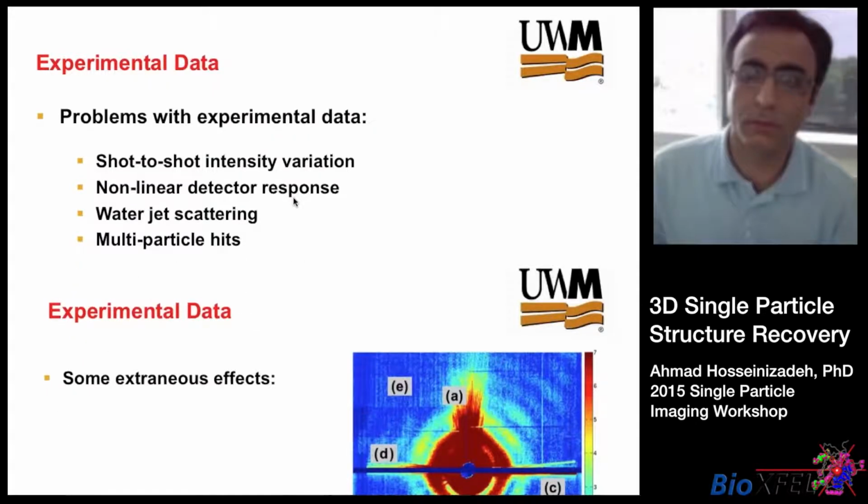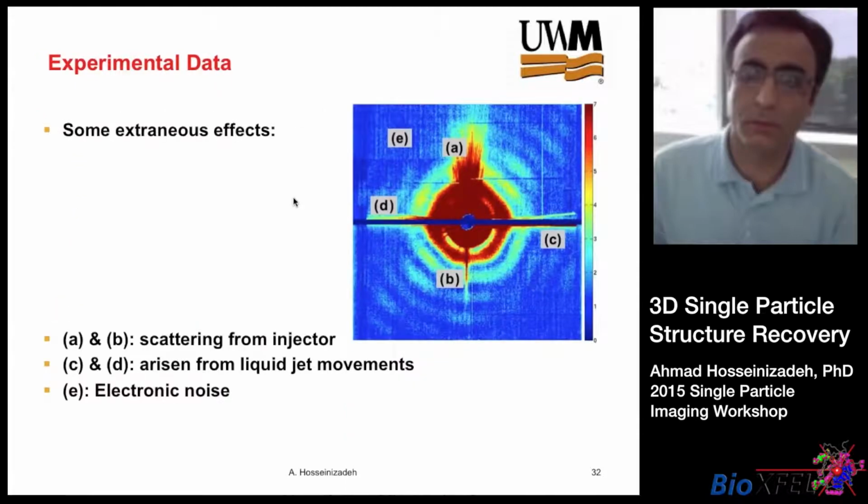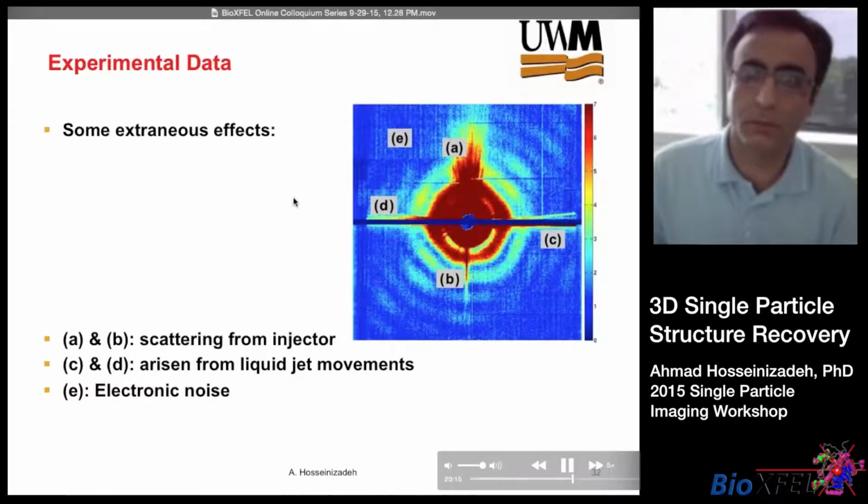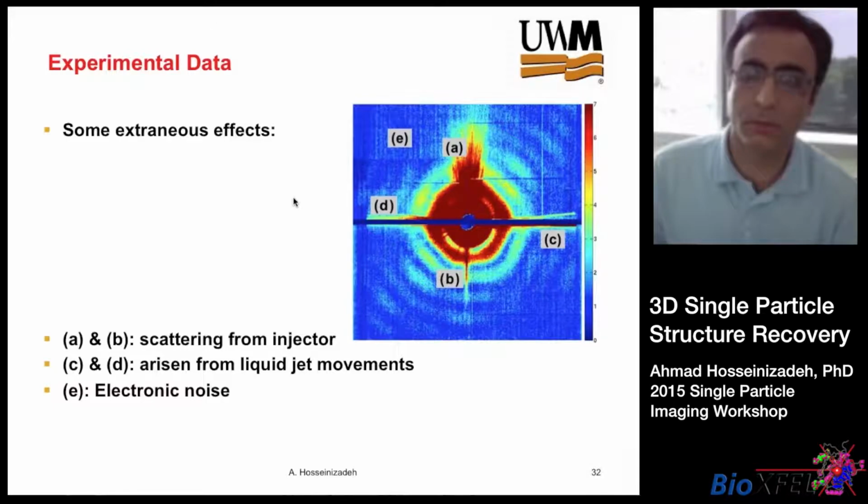Okay, this is a typical diffraction pattern I showed you 2 slides ago. There are some stochastic effects. A and B come from scattering from the injector. C and D come from maybe the water jet. E, as you can see, has some parallel lines on the background. They are coming from electronic noise, and so on. These are just a few of them.